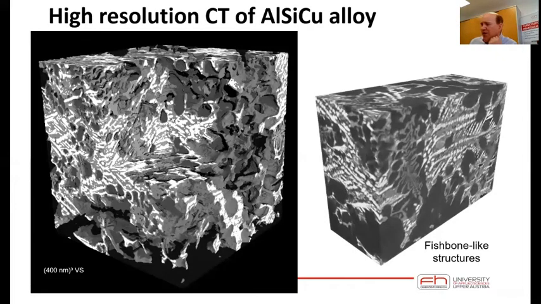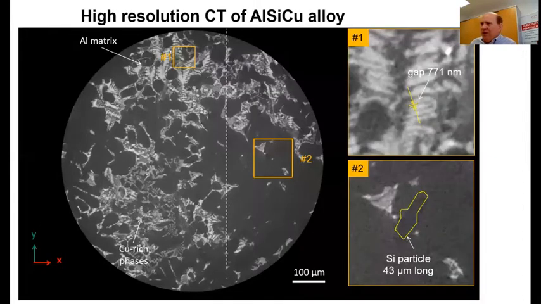Another example is shown here. Here we have a complex aluminum silicon copper alloy. We measured it with 400 nanometer voxel size. And we have a fishbone-like structure. And we have different intermetallic alloys in this sample. So here we have the aluminum matrix. Then we have here the copper. The copper structure gives this fishbone-like structure. And we also have some silicon particle here.